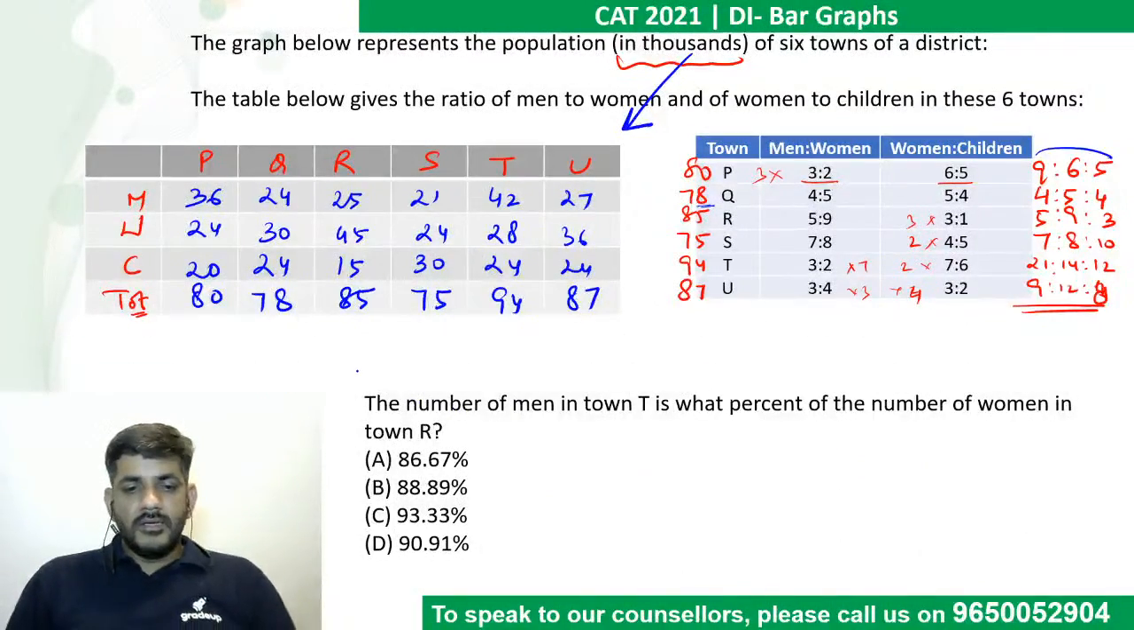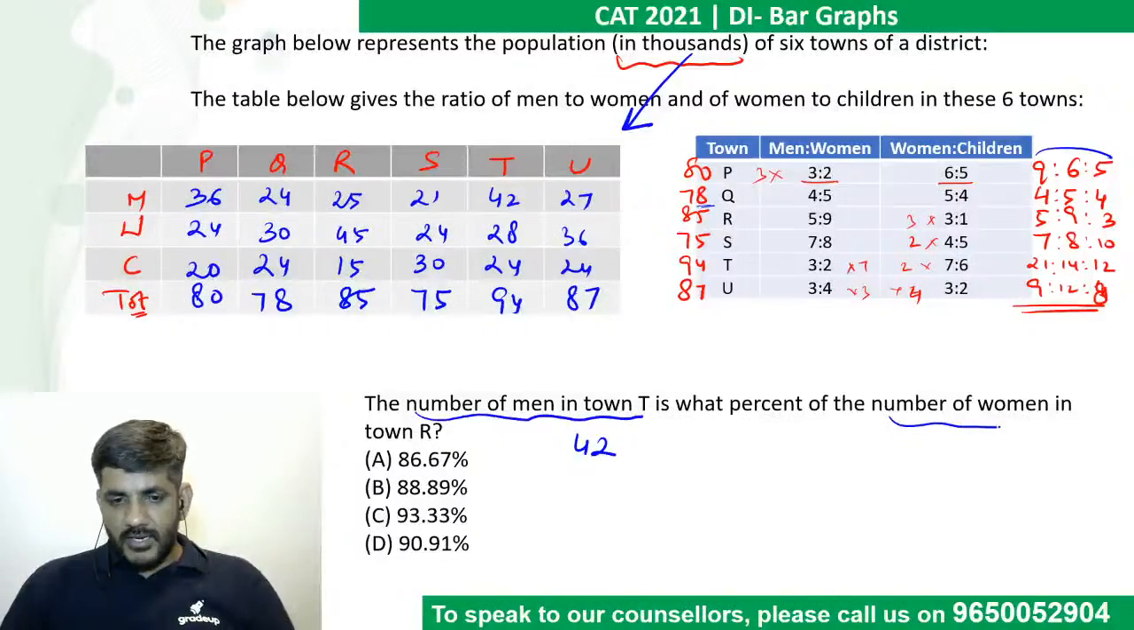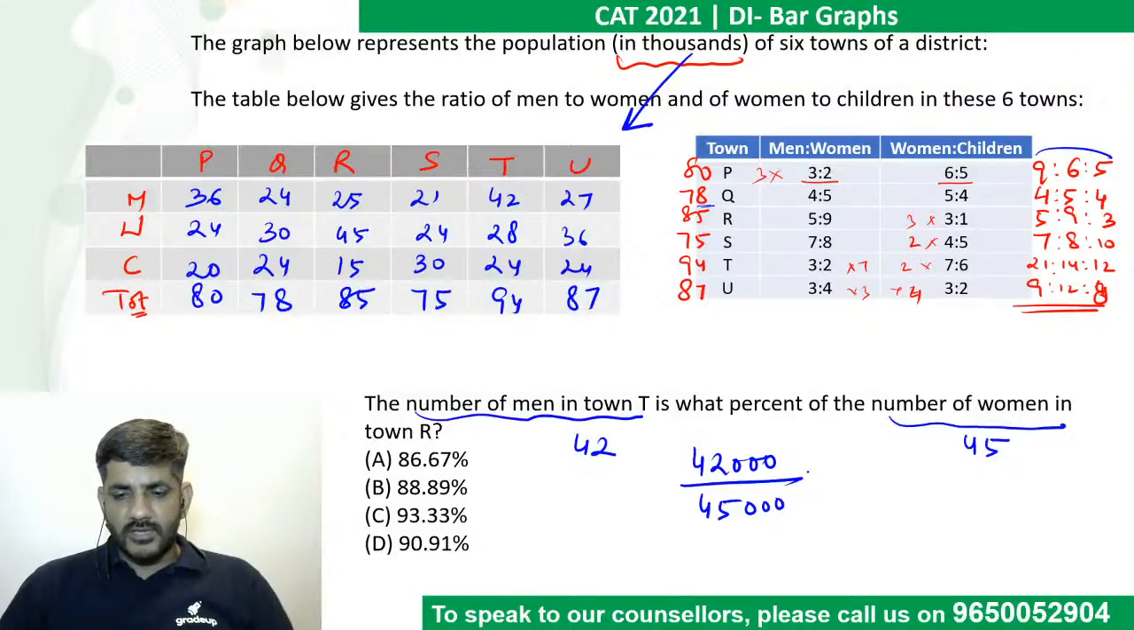First question. The number of men in town T is what percentage of the number of women in town R? So number of men in town T. How many men are there in town T? 42,000. And number of women in town R. Town R में women कितनी है? 45,000. So the question is 42,000 is what percentage of 45,000? This is our question. So zeros will cancel out. And 42 divided by 45. So 3 से cancel out होगा 14 divided by 15 पे. So 1 by 15 होता है 8.33.